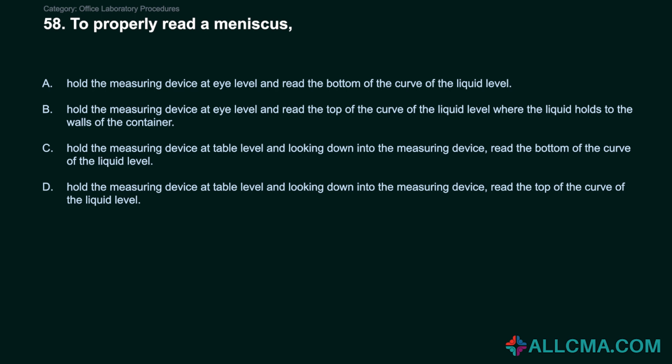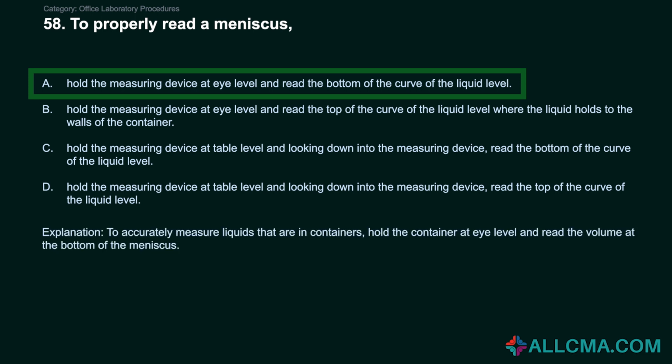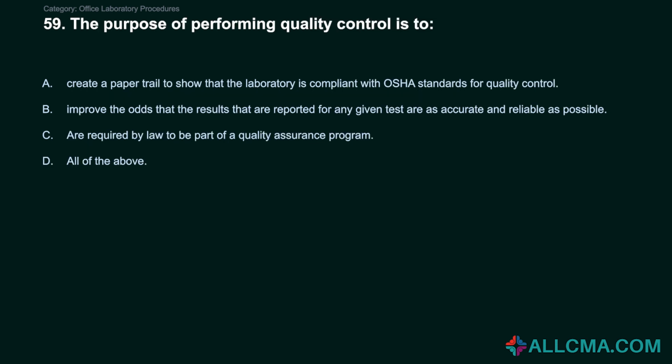D. Hold the measuring device at table level and looking down into the measuring device, read the top of the curve of the liquid level. Correct answer, A. Hold the measuring device at eye level and read the bottom of the curve of the liquid level. To accurately measure liquids that are in containers, hold the container at eye level and read the volume at the bottom of the meniscus.